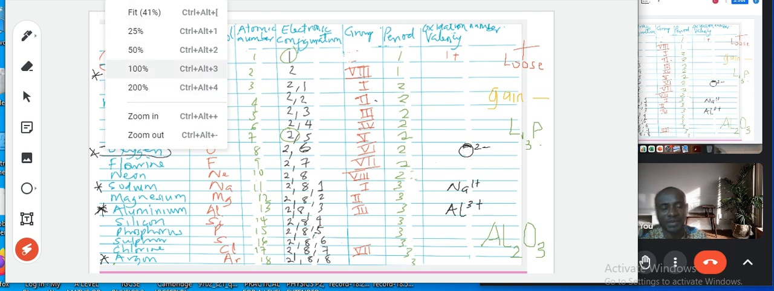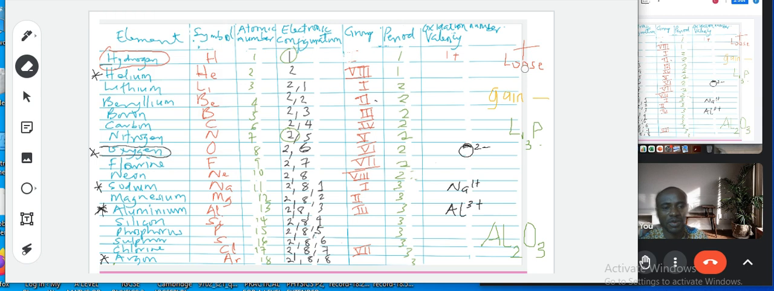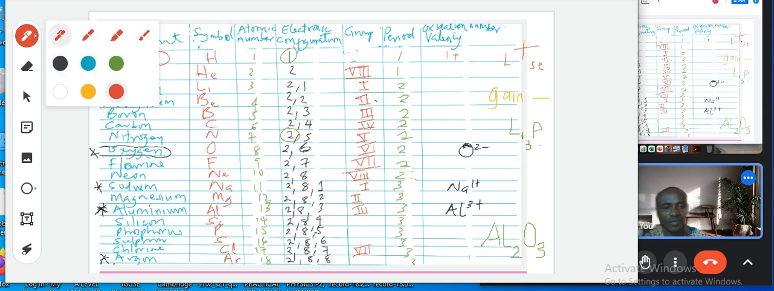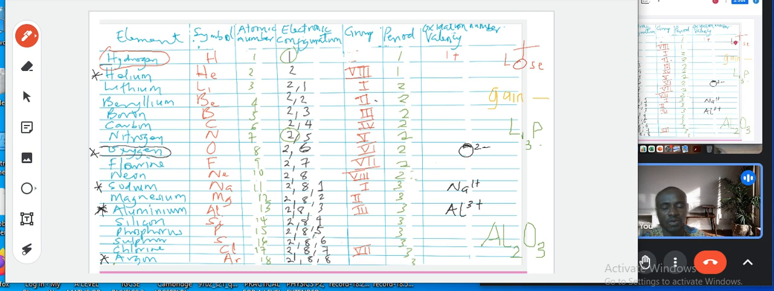Yeah, I mean period. Okay, first of all, if you want us to talk about group, I can talk about group now. So what's the group for aluminium? What group does it belong to? 3. It belongs to group 3 because the outermost electron is 3, what we call valence electron, right? Now, what period does it belong to? 3. Why does it belong to period 3?